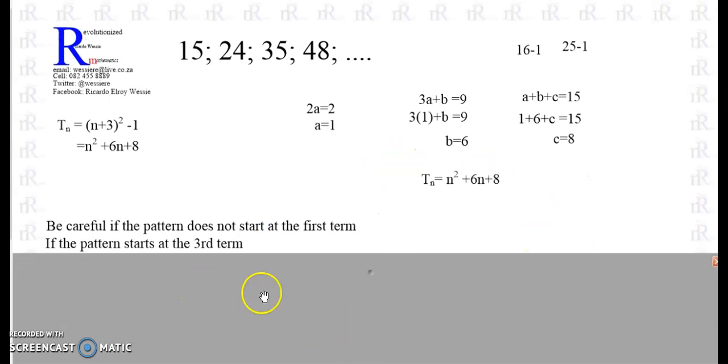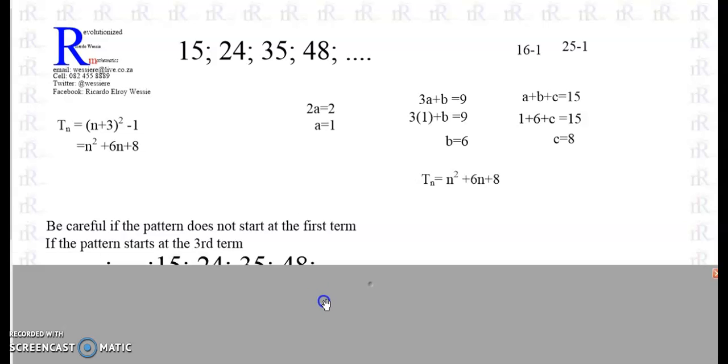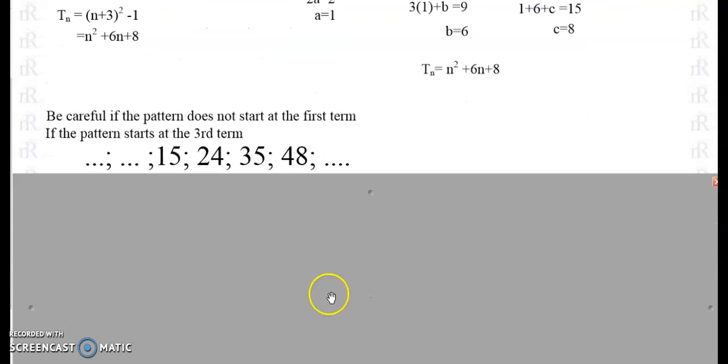So what happens now? If the pattern starts on the third term, I suggest the following. So I'm adding 9, I'm adding 11, I'm adding 13. So going forward, I've got to subtract 7, I've got to subtract 5. So 15 minus 7 gives me 8, and 8 minus 5 gives me 3.